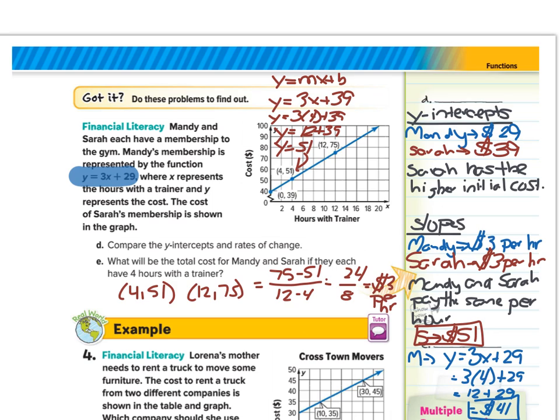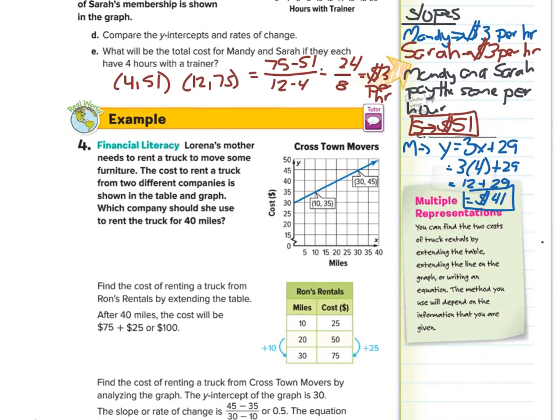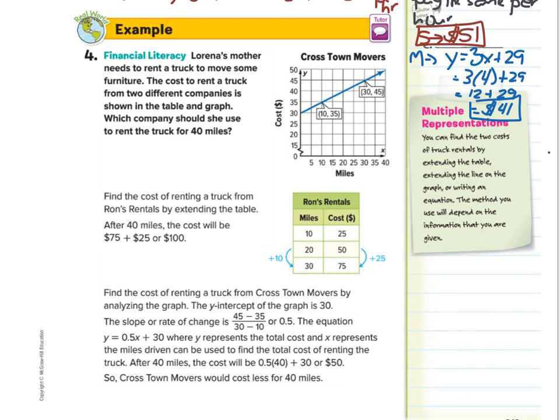Now, if we look at our last example here, with our "got it," let's make sure we're paying attention as we go through this. Financial literacy. Lorena's mother needs to rent a truck to move some furniture. The cost to rent a truck from 2 different companies is shown in the table and graph. Which company should she use to rent the truck for 40 miles? Now this question does not tell you, find the slope, find the y-intercept, now write an equation, now compare. But those are all the steps you need to successfully complete this question.